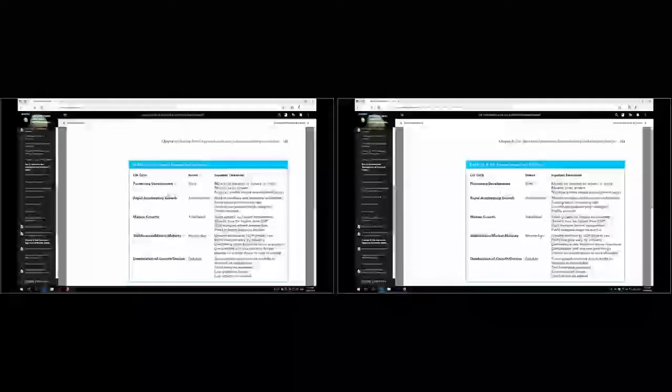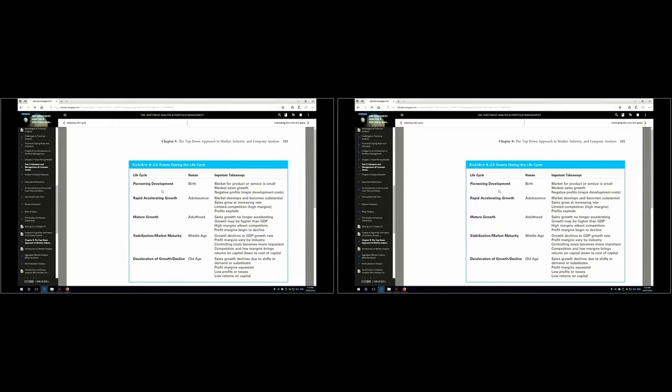Now, under these different stages, during the pioneering stage, you will tend to have negative profits. For example, if you look at companies like Tesla or Uber, I don't think they have earned any profits. Their profits are negative and sales modest, and then they move into rapid accelerating growth. During that phase, the market develops and becomes substantial. Sales grow at an increasing rate.